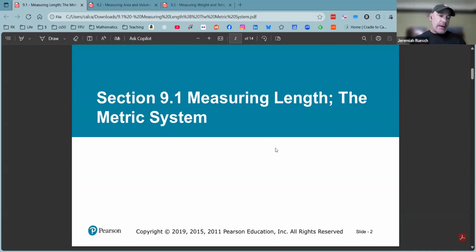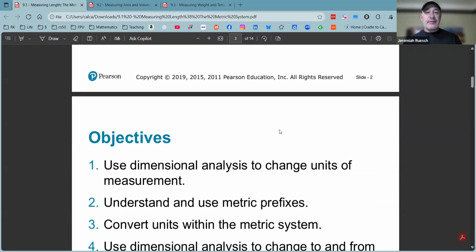The metric system may not be familiar to you. It is a system that is used worldwide. However, in some parts of the world, like the US, we use the imperial, or what we call the standard system. So we're going to spend some time exploring that and making sense of it.